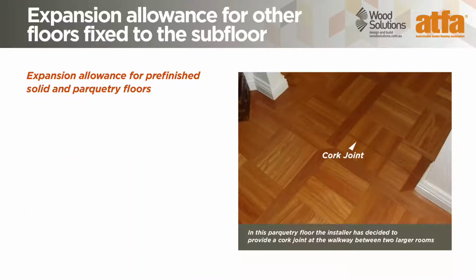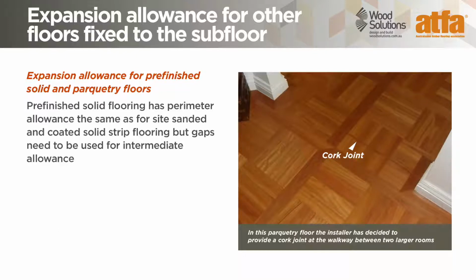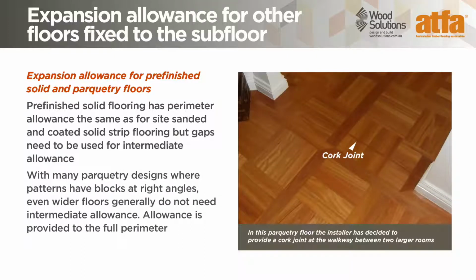Here, we consider expansion allowance for pre-finished solid and parquetry floors. Pre-finished solid flooring uses perimeter allowance the same way a site-sanded or coated solid strip flooring would, though no intermediate gaps need to be used. With many parquetry floor designs, where patterns have blocks at right angles, even very wide floors generally do not need intermediate allowance. Allowance is provided to the full perimeter. In the photo, we see where a cork joint at the walkway between 2 larger rooms has been added.